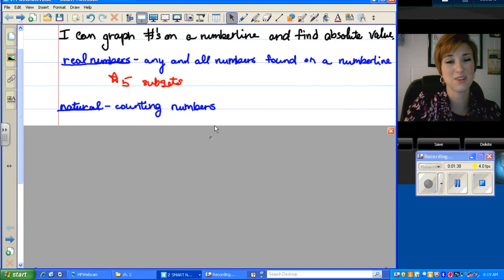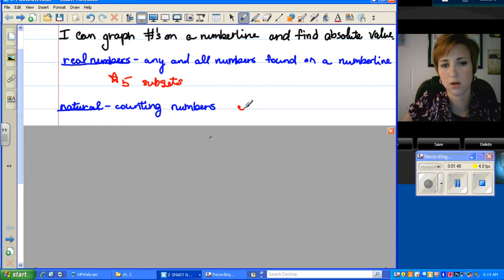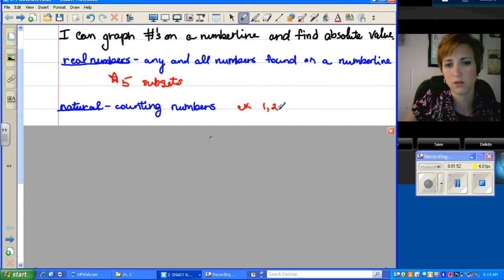Think back when you're little and you're learning how to count. That's the numbers that come natural to you, like 1, 2, 3. Those are your natural numbers. So 1, 2, 3, dot, dot, dot for as high as you can count.